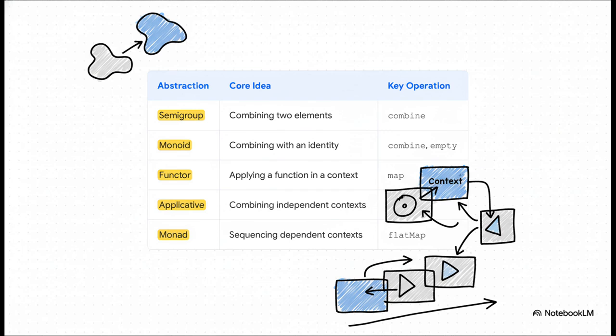And here it is, your final cheat sheet that puts it all together. Each abstraction solves a very specific problem. Semigroup is for combining. Monoid adds a neutral element. Functor is for mapping inside a context. Applicative handles multiple independent contexts. And monads sequence dependent steps using their powerhouse operation flatMap. These 5 ideas, they're really the bedrock of modern functional programming in Scala.